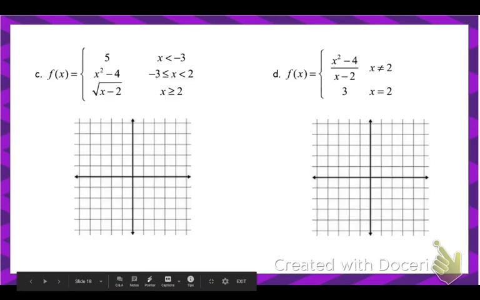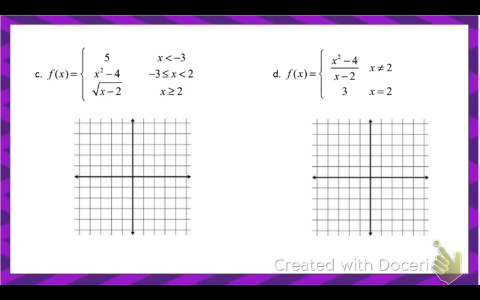But again, C was not discontinuous at all. All right, so the last one that we're going to look at is a little bit different. This one doesn't say less than or greater than. This one says equal or not equal. So it is still piecewise. We do still have different pieces of functions.